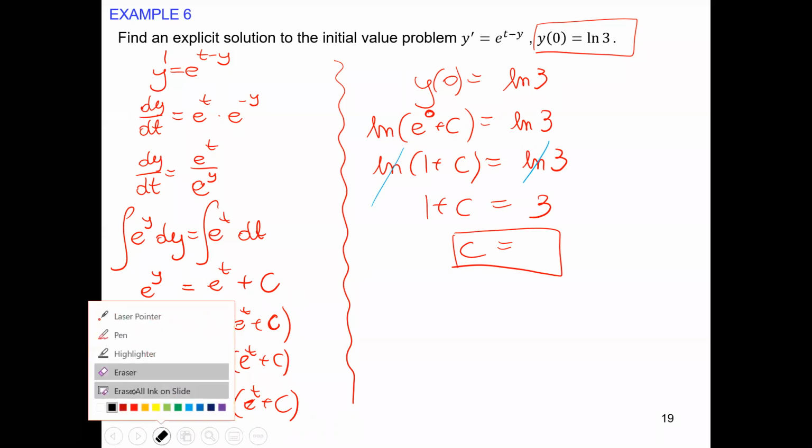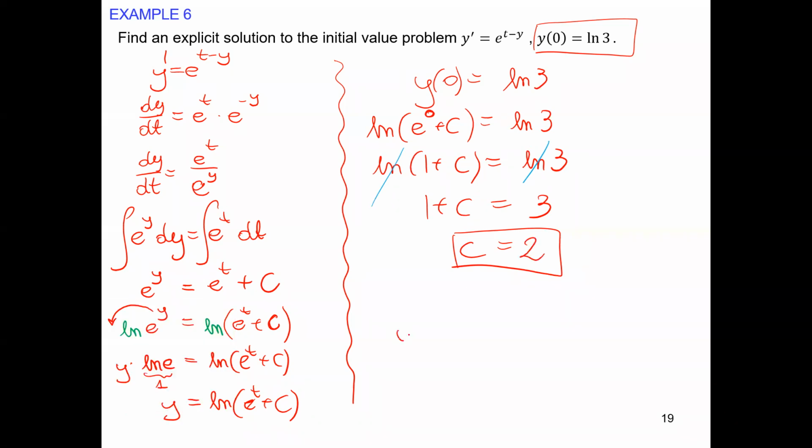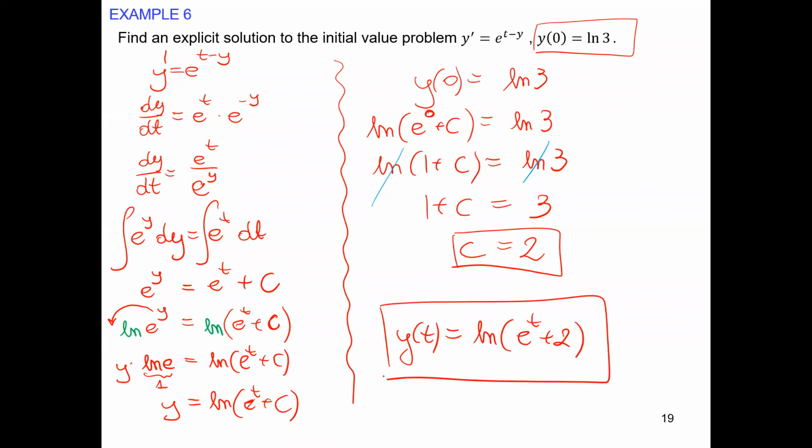Now we can finalize and say the final equation with respect to t is the natural log of e to the power of t plus 2. This is the solution of this differential equation, the initial value problem. Okay, I have just one more thing and we will be done.